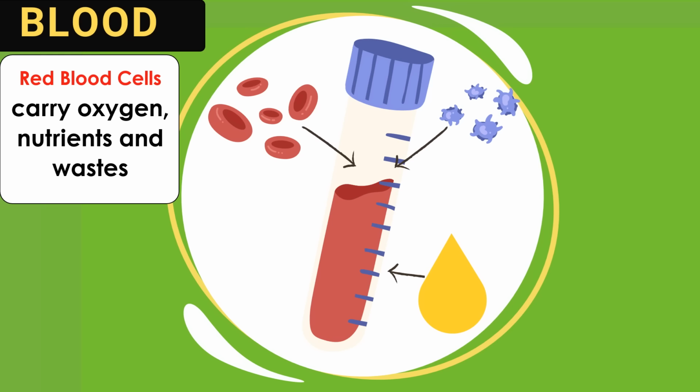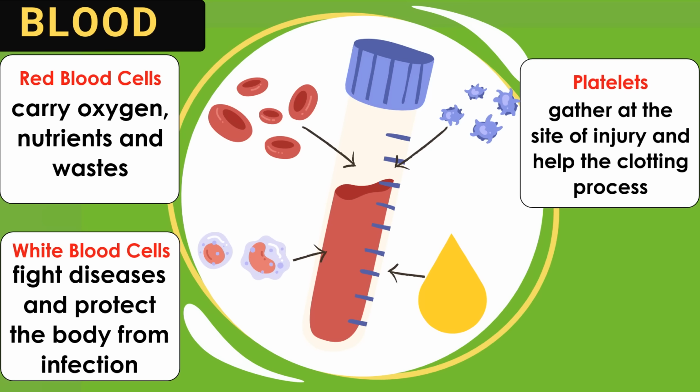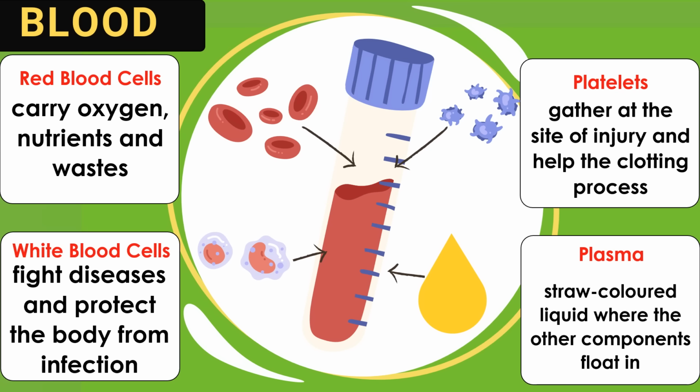First is red blood cells, carry oxygen, nutrients, and wastes. Second is white blood cells, fight diseases and protect the body from infection. Third is platelets, gather at the site of injury and help the clotting process. And fourth is plasma, straw-colored liquid where the other components float in.